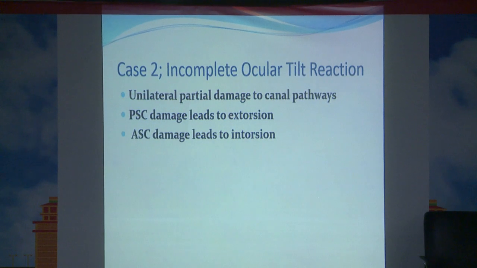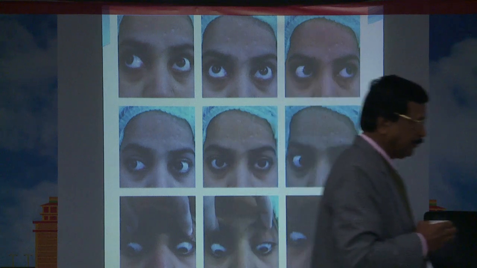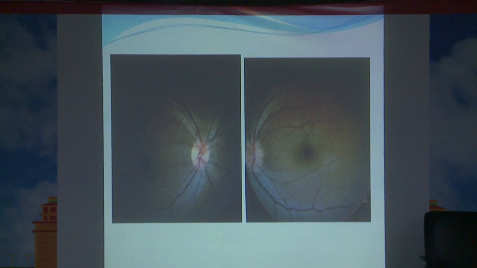Another one, you can also have these incomplete presentations, like this girl also has intorsion. Adduction deficit in the left eye you can see. And if you look at the torsion, the left eye is intorted, but the right eye is not extorted. So it is not always important that both eyes have conjugate torsion. It can happen that one eye is intorted, and the other eye is not. So you can have these combinations also which may be present.